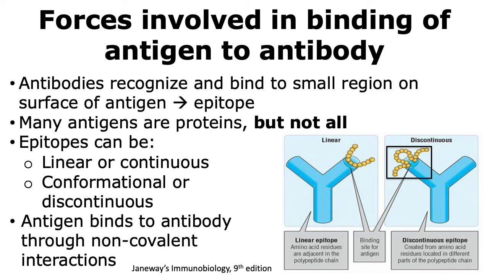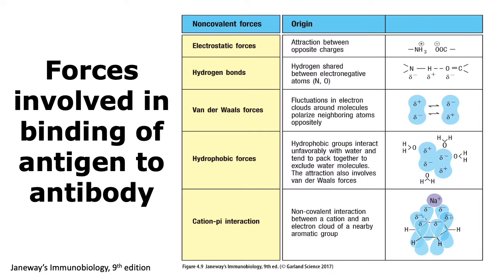Antigens, or the epitopes in the antigens, are able to bind to antibodies through non-covalent interactions. In this table, we can see different types of non-covalent forces that are involved when an antigen binds to an antibody. They can be polar in nature, like electrostatic forces, or they can be non-polar in nature, like the van der Waals or hydrophobic forces. When we look at the binding of an epitope to an antibody, we can have either one type of non-covalent force or a combination of forces that are listed in this table.